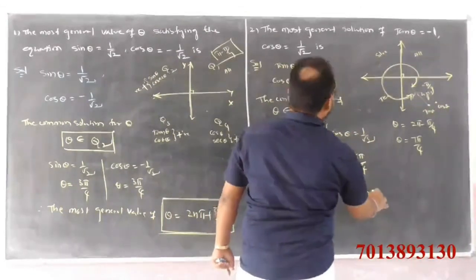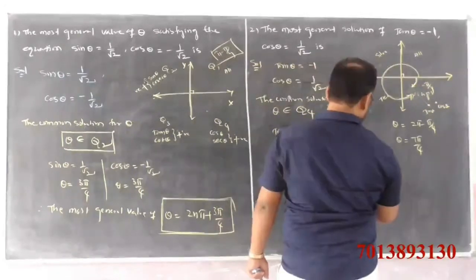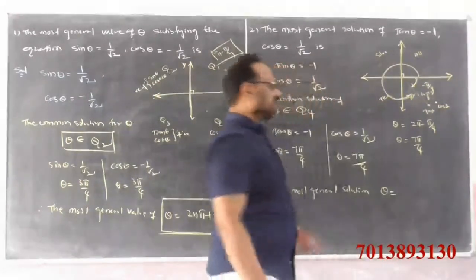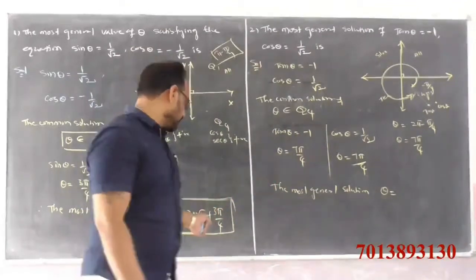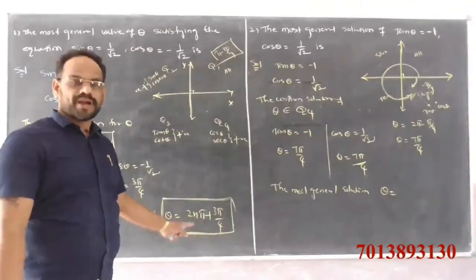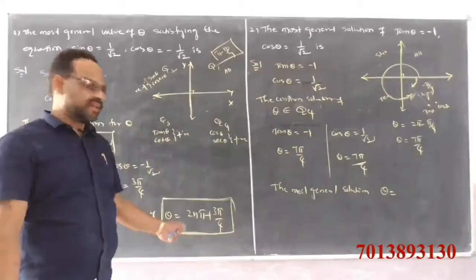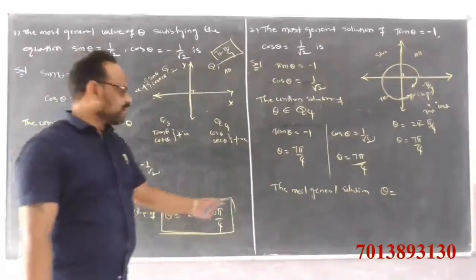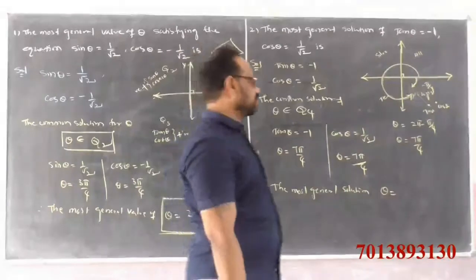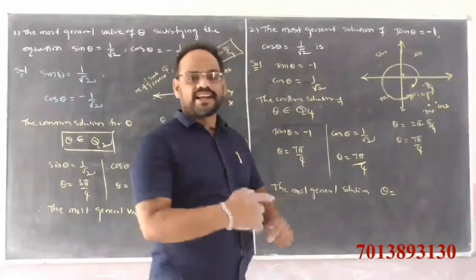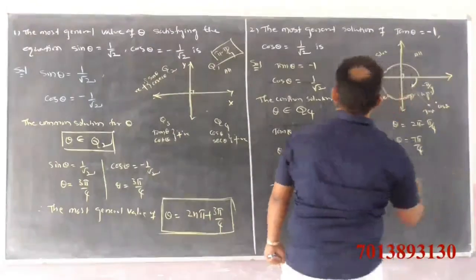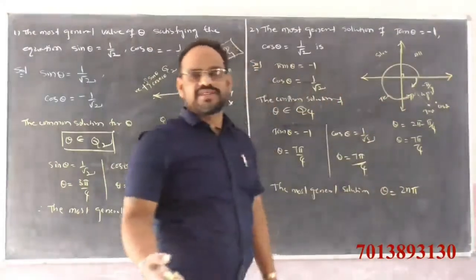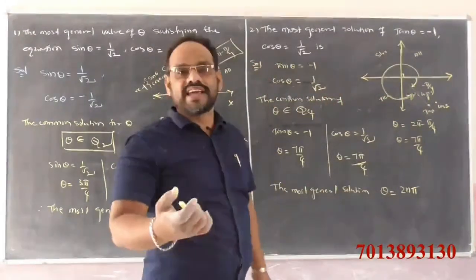The most general solution of theta is what? What is the period? Clearly the period is 2 pi. Here also the period is 2 pi. So that's why 2 pi, 4 pi, 6 pi. The most general solution involves integral multiples of pi. We want the general solution. The general solution is an expression.